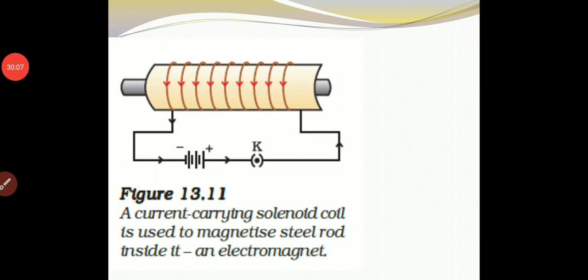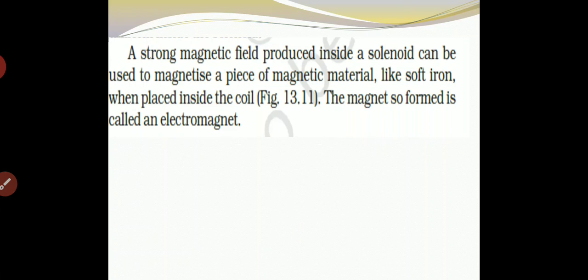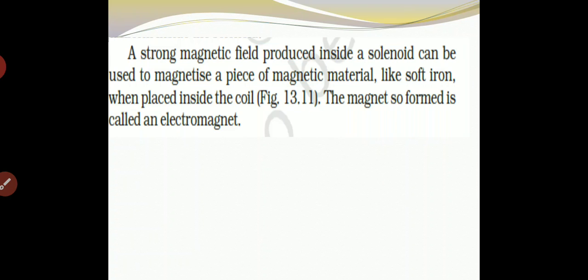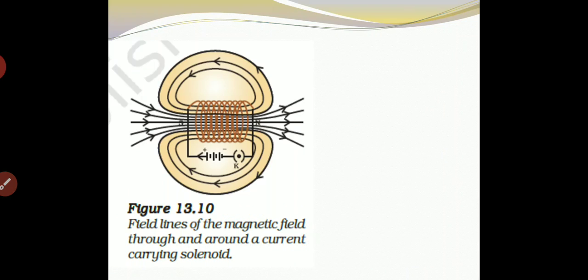A current carrying solenoid is used to magnetize a steel rod inside it, making an electromagnet. A strong magnetic field produced inside a solenoid can be used to magnetize a piece of magnetic material, like soft iron when placed inside the coil. The magnet so formed is called an electromagnet. Once again, a strong magnetic field is produced inside the solenoid.